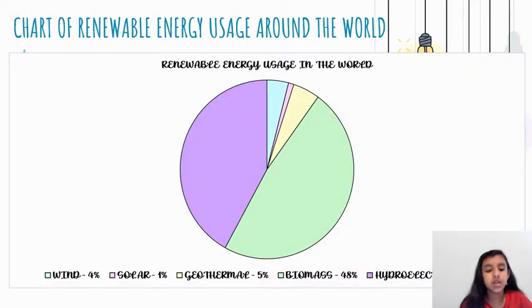Renewable energy usage around the world chart. This is a pie chart of renewable energy usage around the world. As you can see, biomass energy is used the most with 48% and solar energy is used the least with 1%.